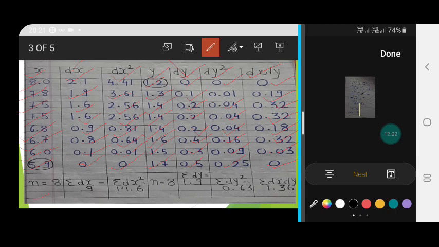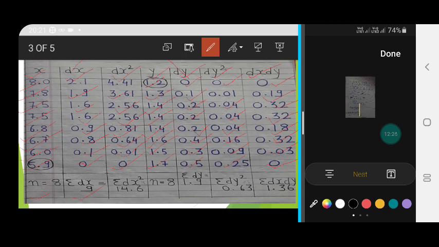Then we have to make the summations of the values which have been taken under the dx column. Okay, in order to get summation dx, so what we have done? 2.1 plus 1.9 plus 1.6 plus 1.6 plus 0.9 plus 0.8 plus 0.1 plus 0. So we have got 9. So we will say that summation dx equals to 9.